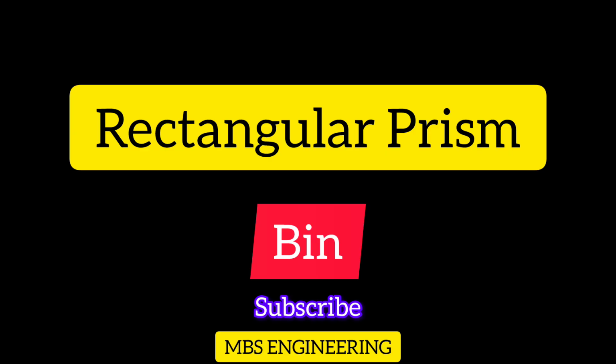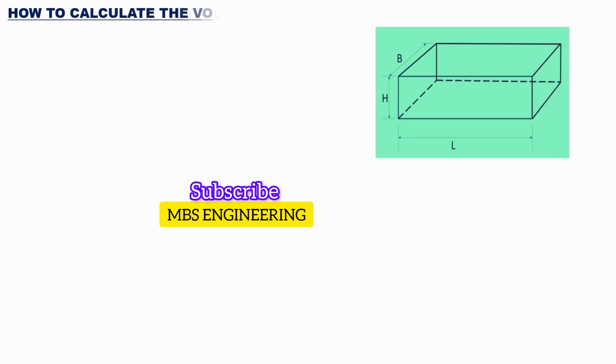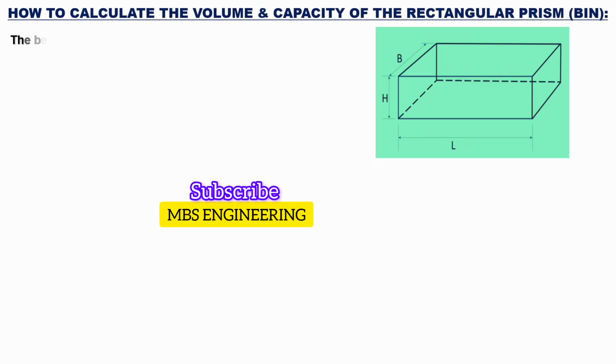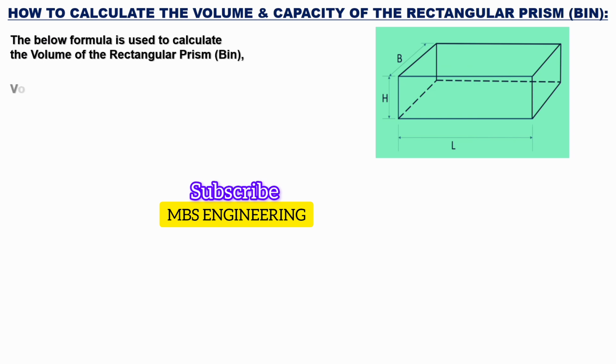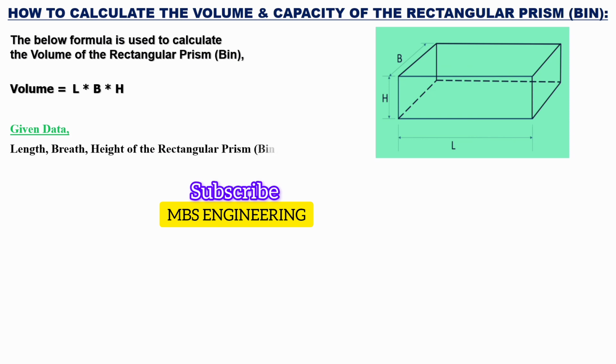Next, we learn about how to calculate the volume and capacity of the rectangular prism, or bin. The below formula is used to calculate the volume of the rectangular prism, or bin. The volume of the rectangular prism, or bin is L into B into H. Please refer to the rectangular prism, or bin snaps and the given data. Length, breadth, height of the rectangular prism, bin, as given below.